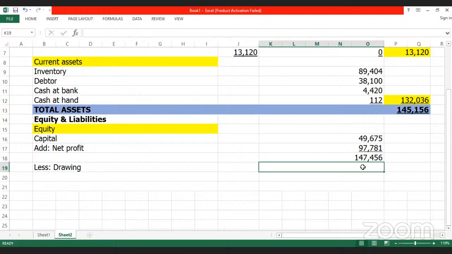How much are the drawings? We have to list the drawings from this total. How much will be the drawings? 28,600.